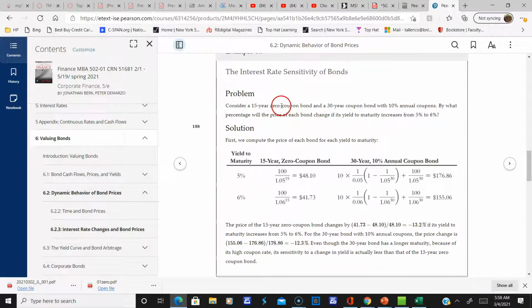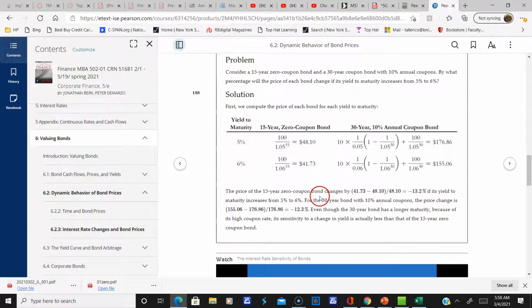So here's a nice example that illustrates the sensitivity of bonds to their prices, and they do this for a zero coupon bond and a 10% annual coupon bond. So you should go over this, and you can see the changes in the sensitivity, what the effective changes are.